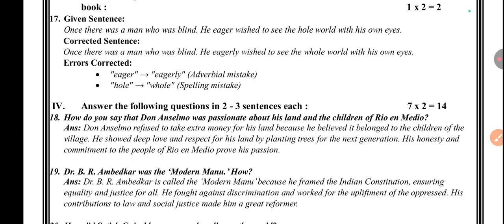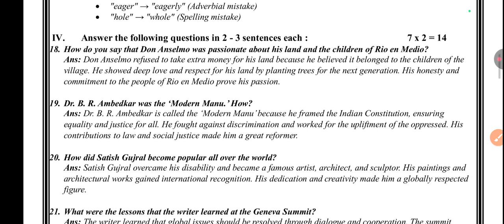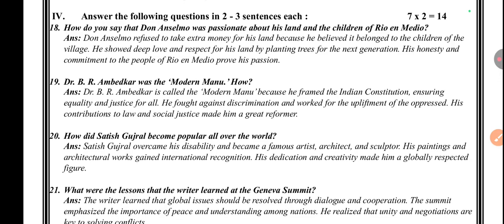Eagerly, an adverbial mistake. Then whole, spelled H-O-L-E, is a small dip, and whole means all things. Okay, spelling mistake. Main question number 4. Answer the following questions in 2 or 3 sentences, each carrying 2 marks. Total 7 questions are there.